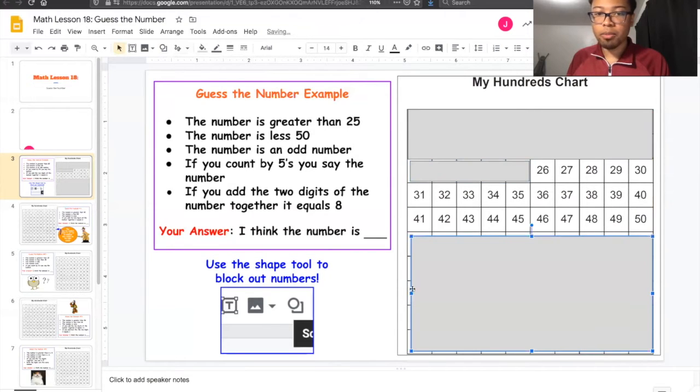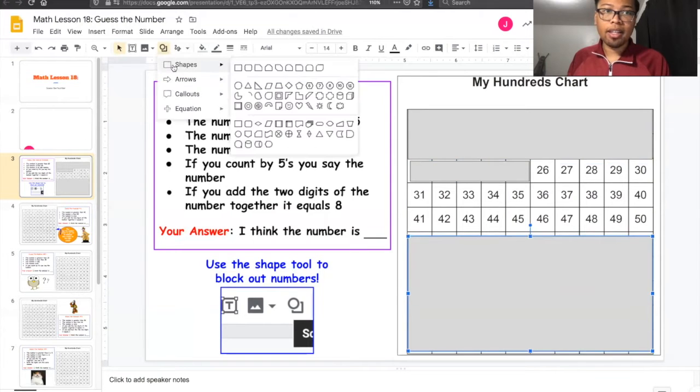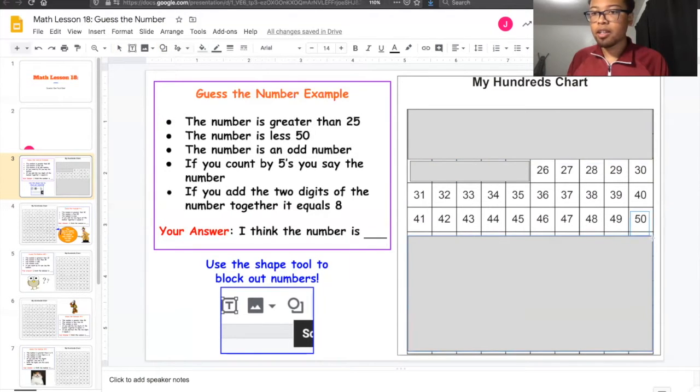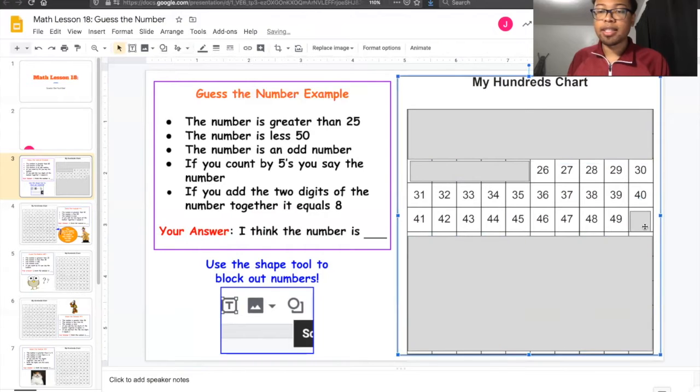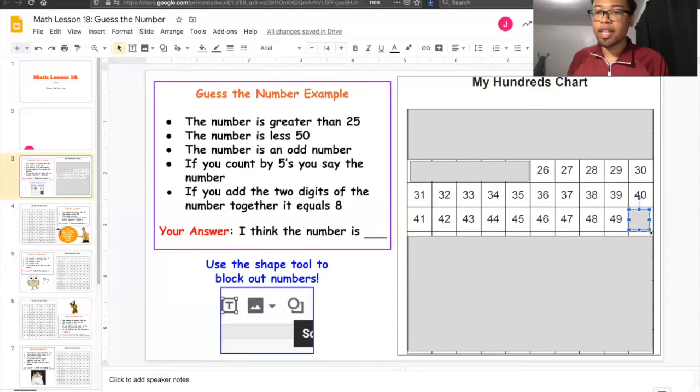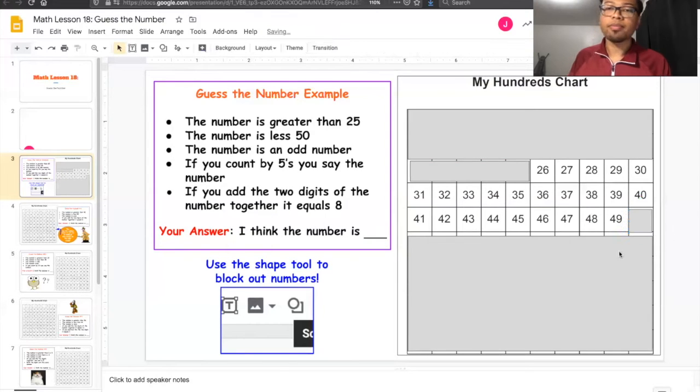I know all of these numbers are greater than 50, so I can cross them out and can even cross out the number 50, because the clue says the number is less than 50, so it can't be 50 exactly either. So now I'm only working with a small percentage of numbers right here. I've narrowed it down even more to only 10, 19, 20, 21, 22, 23, 24. 24 numbers to work with.